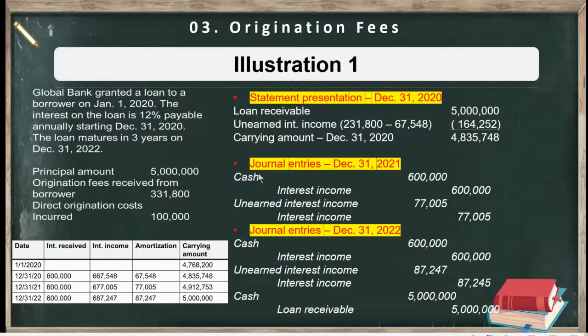So again, if you're asking the problem, what is the interest income in 2021? The answer would be 677,005, or you can look at the table that we have here. 677,005.